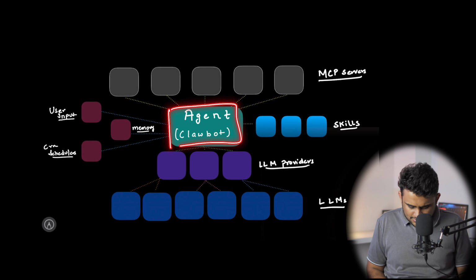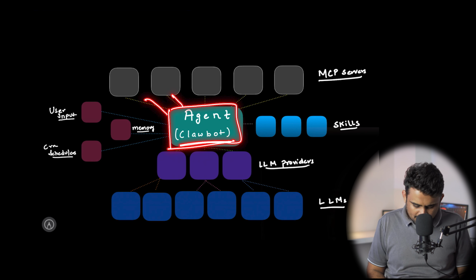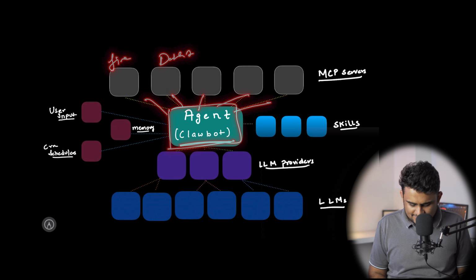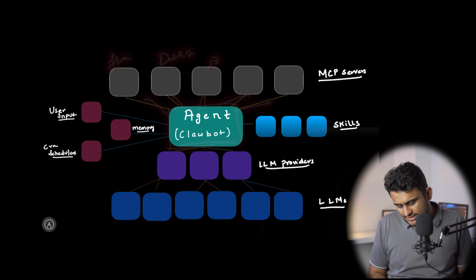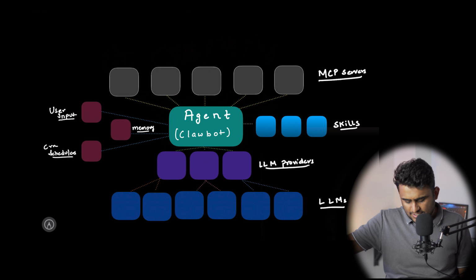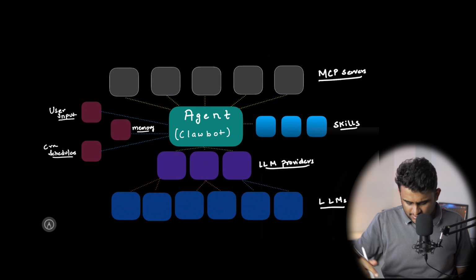So this manager has a lot of departmental access, right? This can be the financial department, this can be the data and AI department, this can be, let's say, the robotics department, this can be, let's say, the marketing department, right? So it has access to all of these departments.